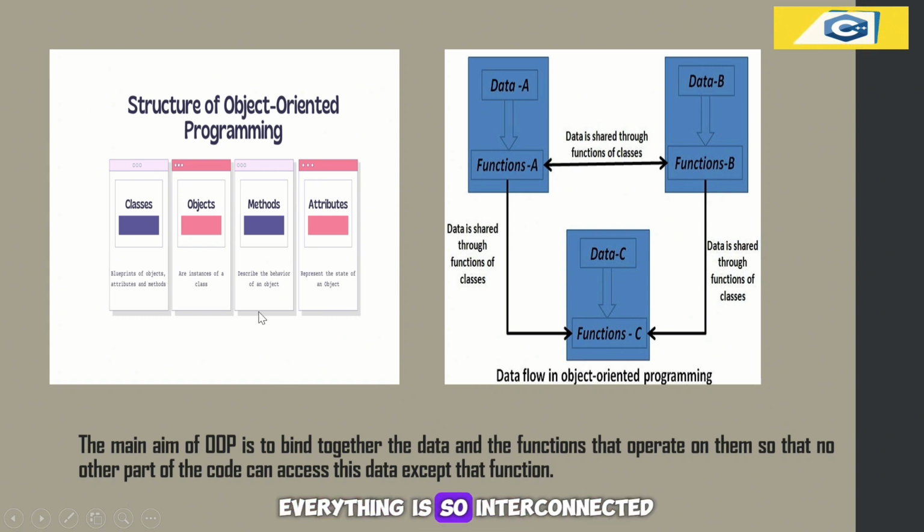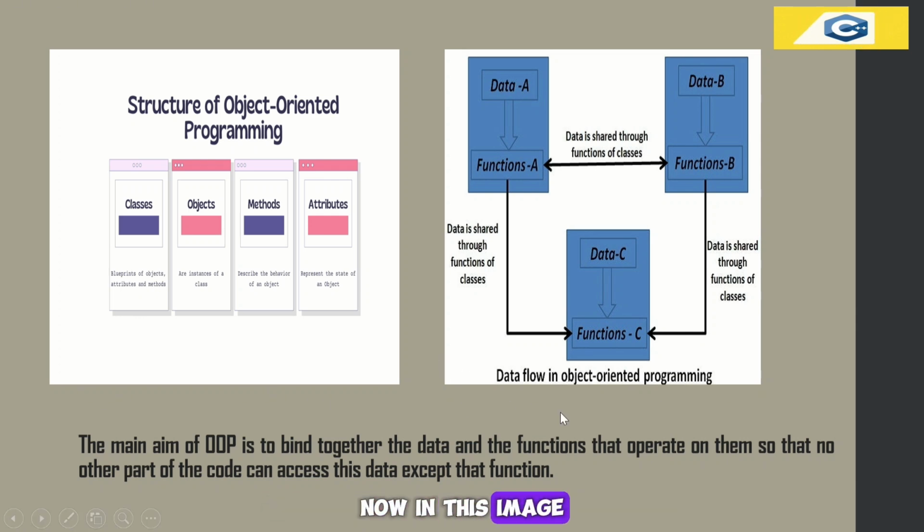So everything is interconnected. If we don't have a class, we cannot create an object. If we cannot create an object, we cannot call the methods or functions of the class. If we cannot call the methods and functions of the class, we cannot access the attributes of this class. So this is all connected. So in OOP, we need everything: classes, objects, methods, and attributes.